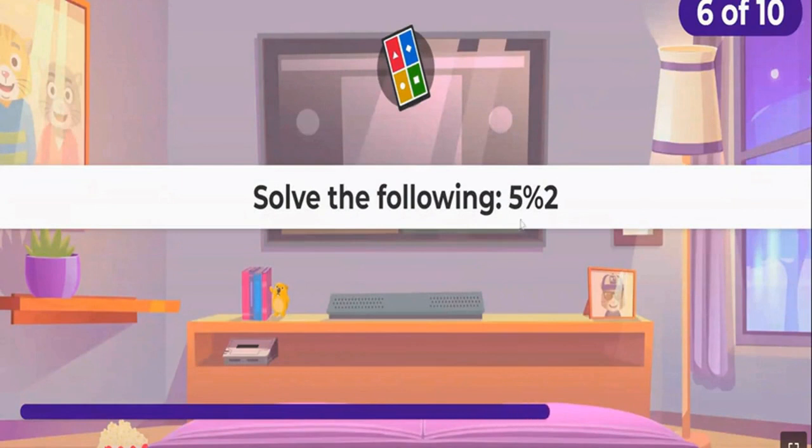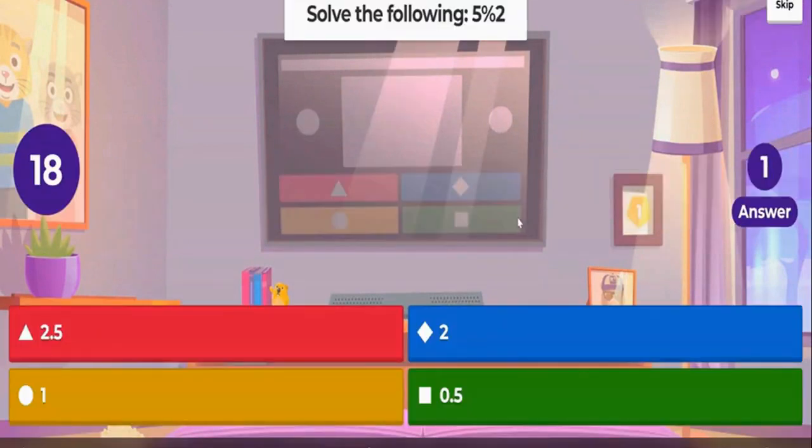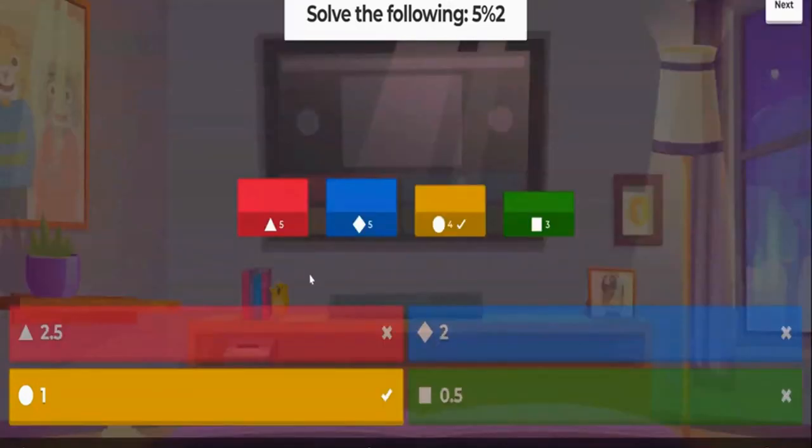Okay, solve the following. 5 modulus, or remainder, 2. Okay, so for this one, the modulus sign is telling us the remainder. So 5 divided by 2 is basically 2 remainder 1. So that remainder is what we get. So it's 1 in this case.